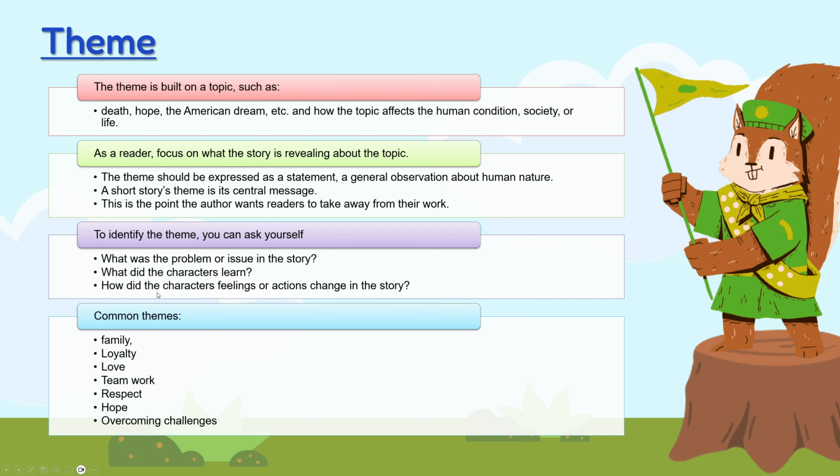How did the characters' feelings or actions change in the story? Maybe at first the main character is snobbish, a little boy. Maybe throughout the story he grew up, he becomes a hero. That is the theme, journey. So the common themes that we usually have are family, loyalty, love, teamwork, respect, hope, and overcoming challenges. We have a lot of themes. So whenever you are trying to write your narrative writing, make sure you have the theme first. Then you can create the story based on that.